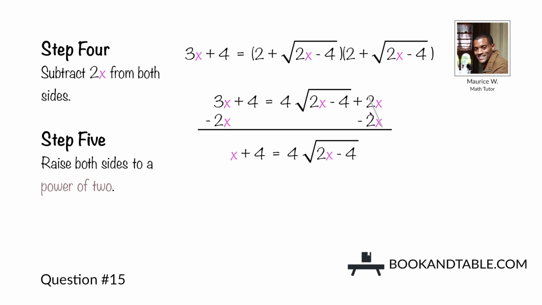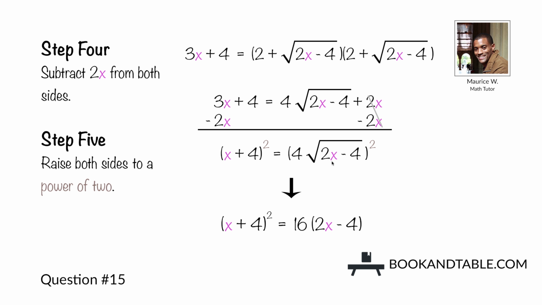4 minus 4 gives you 0, so those eliminate each other. So we'll subtract 2x from both sides to get rid of the 2x. 3x minus 2x is x, plus 4 is equal to 4 radical 2x minus 4. Now that the second radical is isolated, you can raise both sides to a power of 2 to eliminate it. So you wind up with x plus 4 squared on the left side. We'll use the FOIL method again to expand this expression. And on the right side, we have 4 squared, which is equal to 16, and radical 2x minus 4 times itself is 2x minus 4.